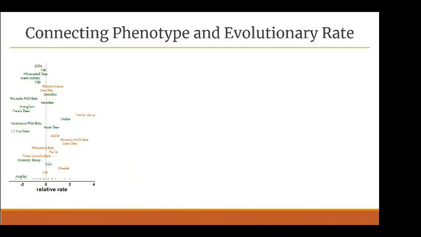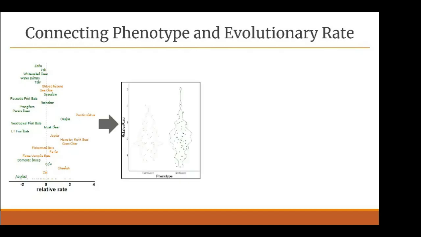What we then do is connect this signal of selection to phenotypes. We can broadly see here in this plot with the carnivores in orange clustering over here on the right, and broadly the herbivores over here on the left. What we then do is we can compare these distributions directly.